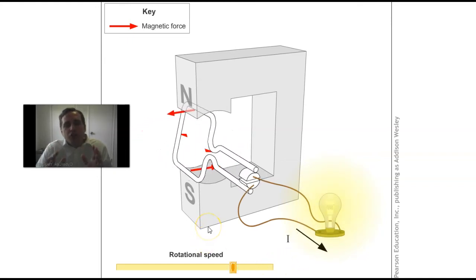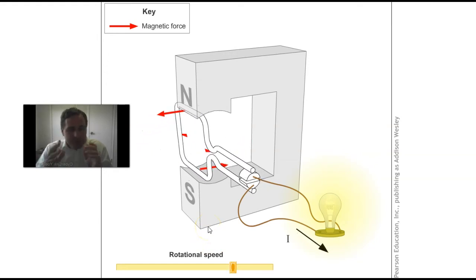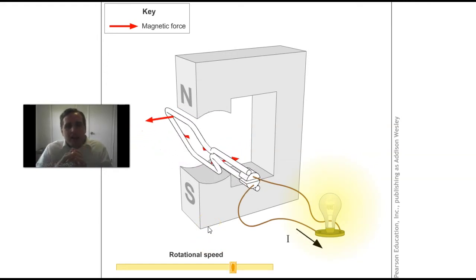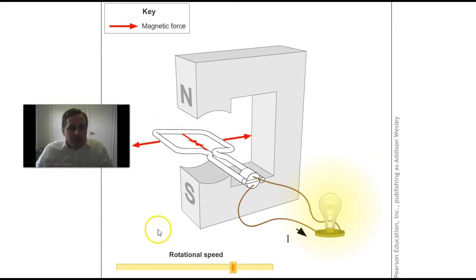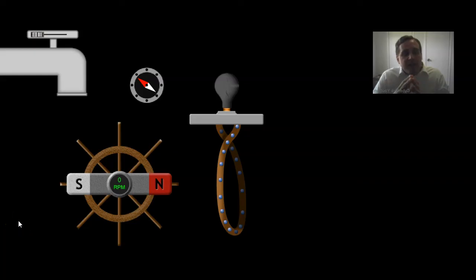So this is a stripped down, or very simple version of an electric generator. Let's look at two slightly different versions. Now what I have here is a different version of an electric generator. We're going to generate electricity on this coil.